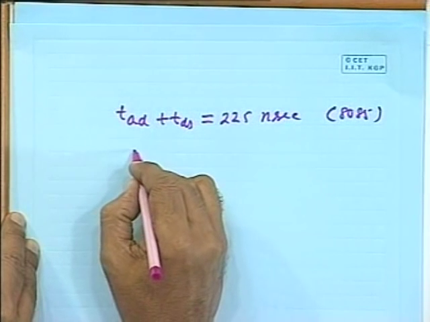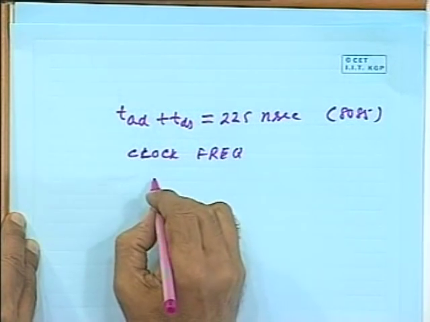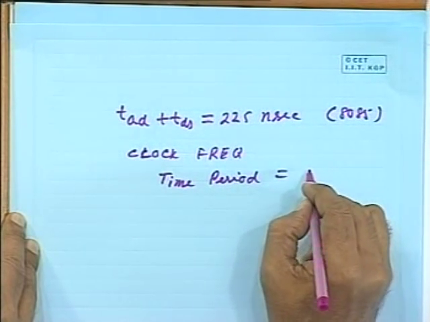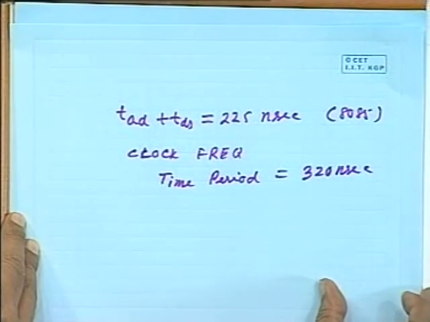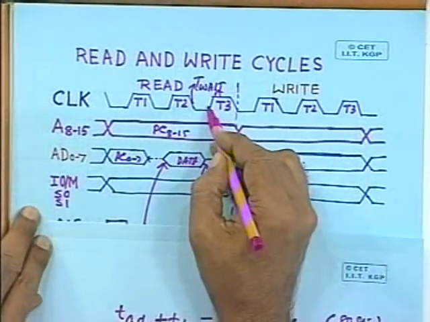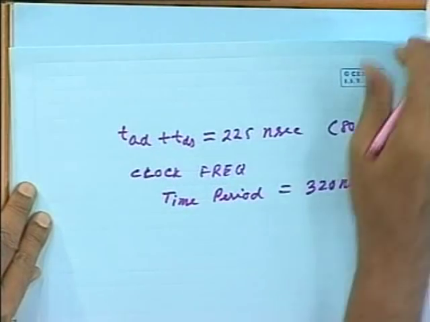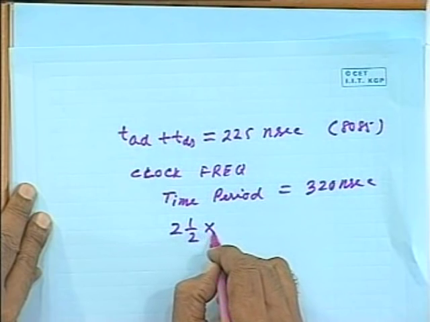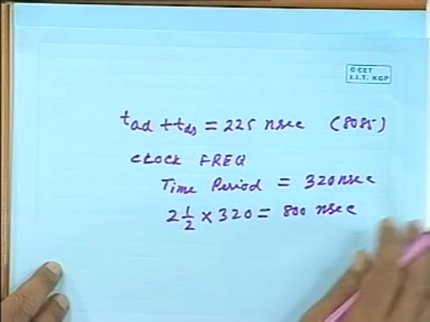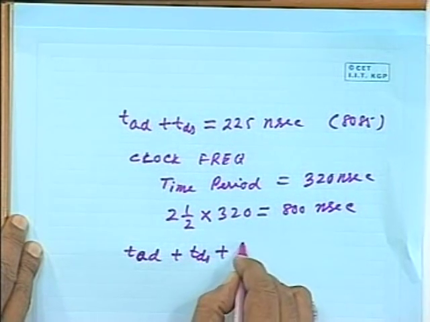So let us assume that, based on the clock frequency, your time period is equal to 320 nanosecond. As you can see here, you are performing the reading operation somewhere here, and you are starting the process here. So one clock cycle, another clock cycle, and half clock cycle. So you are spending about 2.5 clock cycles for reading. That means 2.5 times 320, roughly equal to 800 nanosecond. So 800 nanosecond is the total time, and 800 nanosecond has to be TAD plus TDS plus T access time.